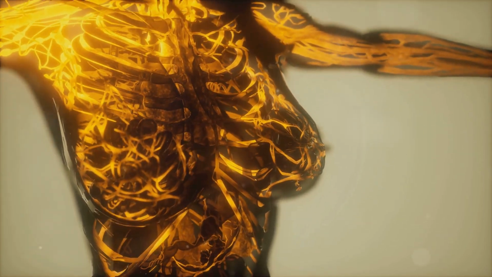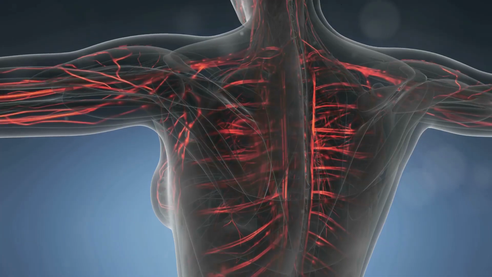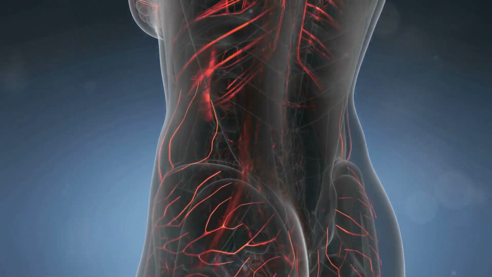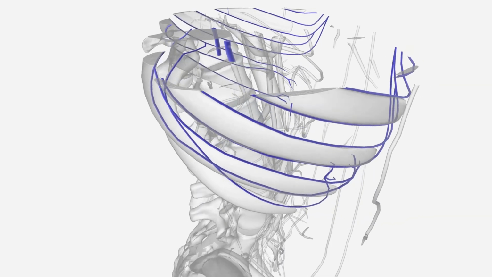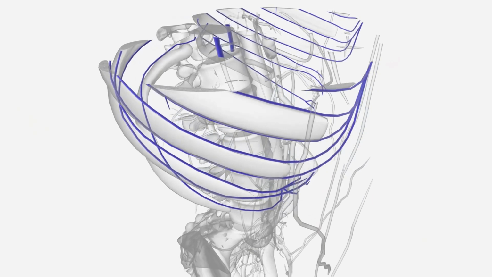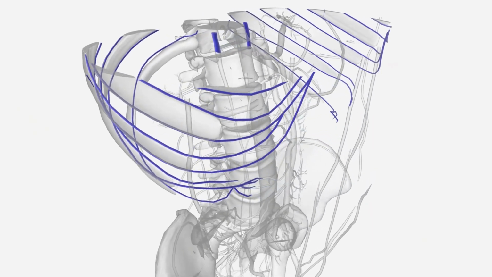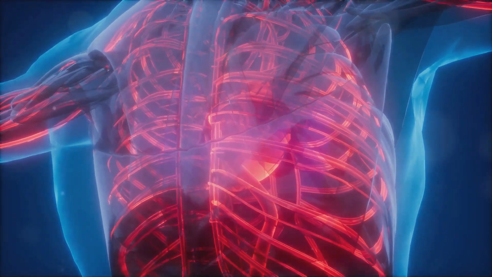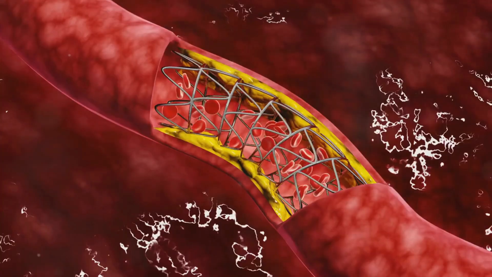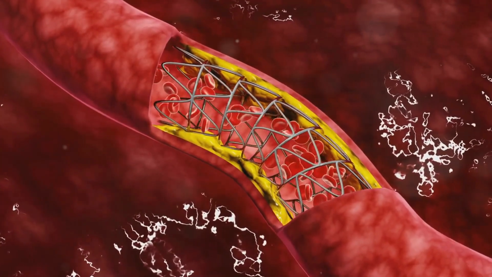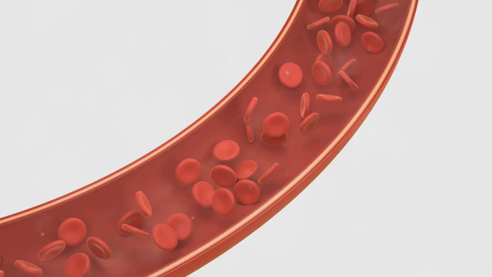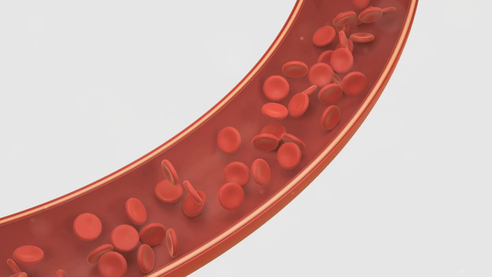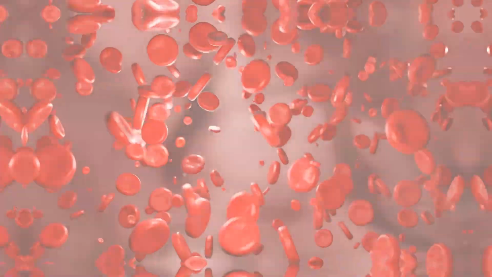Veins return deoxygenated blood to the heart, except for the pulmonary veins, which carry oxygenated blood from the lungs to the left atrium. The superior and inferior vena cava are the large veins that bring deoxygenated blood from the body back to the right atrium. Pulmonary veins carry oxygenated blood from the lungs to the left atrium. Capillaries are the smallest blood vessels connecting arteries to veins. They facilitate the exchange of oxygen, carbon dioxide, nutrients, and waste products between blood and tissues.